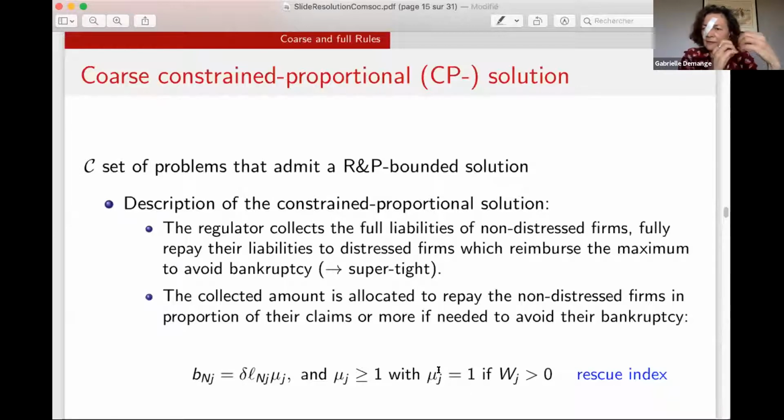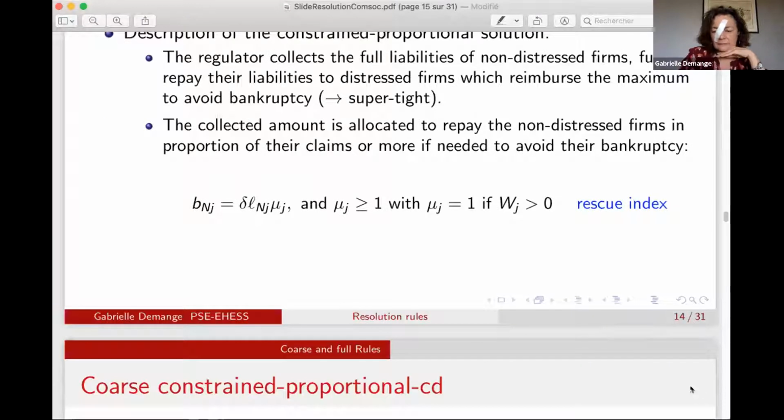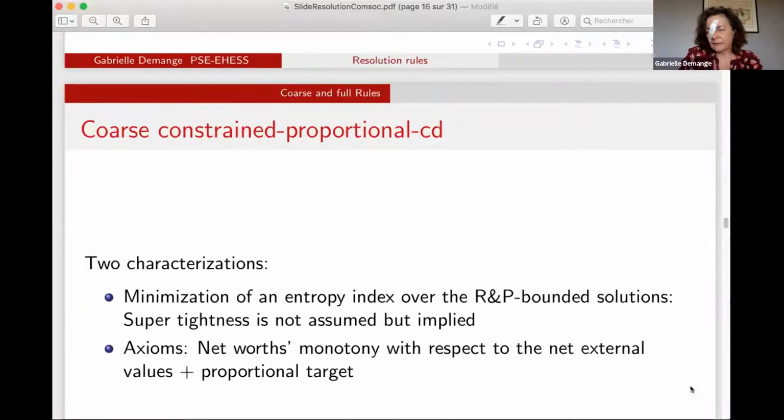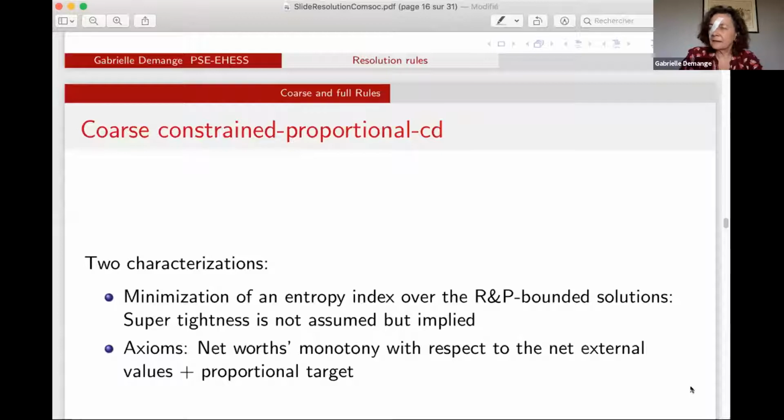So this means that I call mu J the rescue index because basically it's equal to 1. It can be larger than 1 only if otherwise the firm would be bankrupt. Okay, so I characterize this solution by minimization of an entropy index and by axioms. I just want to say that here I minimize the index over just the bounded solutions.